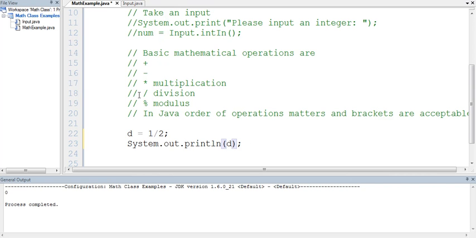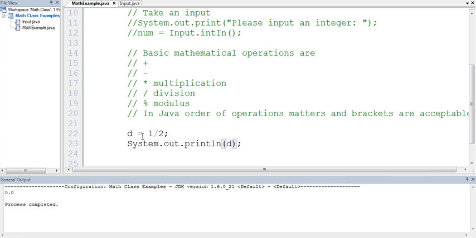So now when I run this, on the surface you might say, perfect. Now we know 1 divided by 2 is 0.5. It's going to put 0.5 into D. So we run this, and we still get 0. But notice the difference now. We get 0.0. The computer will always output a decimal if you're outputting a double.